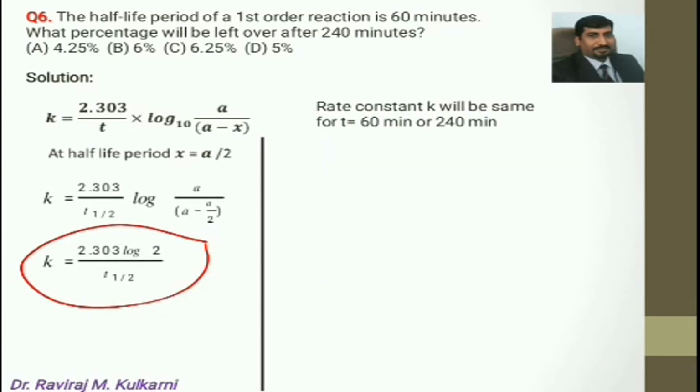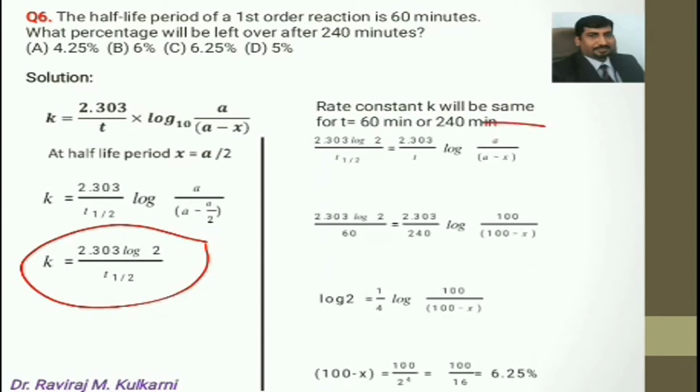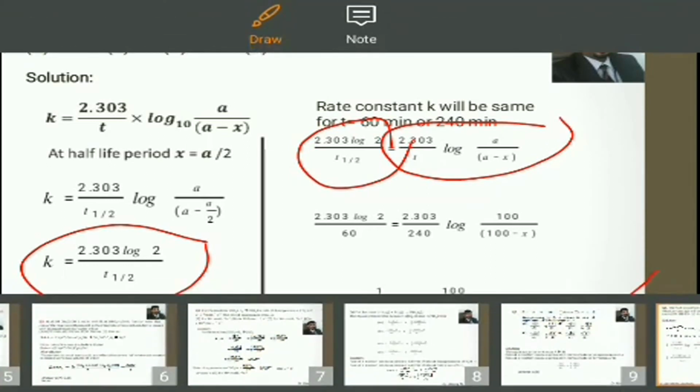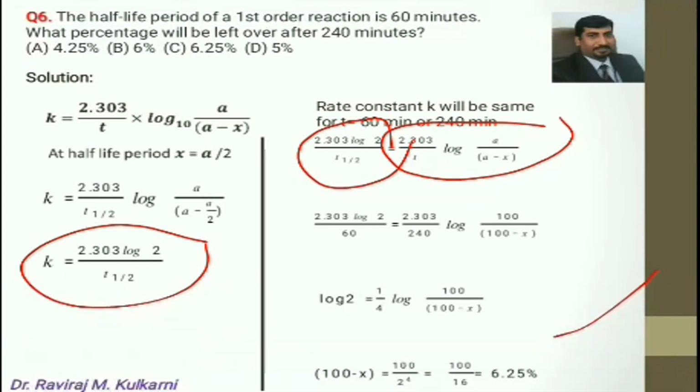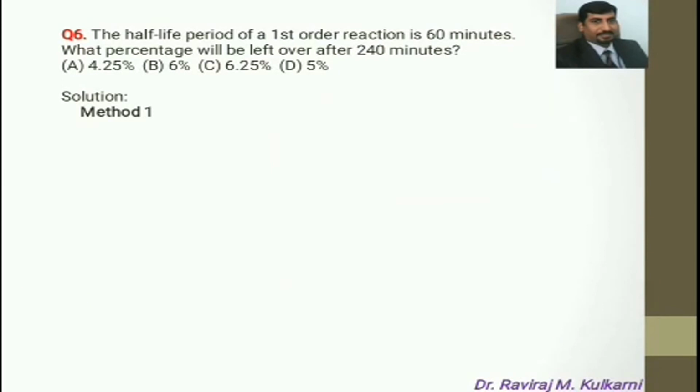Similarly, you can write the rate constant equation for 240 minutes. That will be this. Equate this with the half-life period, so you get 6.25. One thing you can observe here: it will take at least 2 to 3 or 4 minutes, so you cannot do this kind of stuff in the CET exam. You have to find an easy way. So I found an easy way.